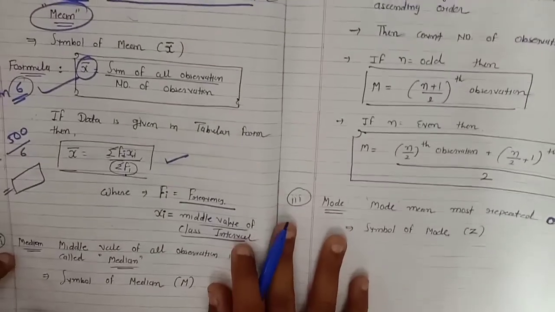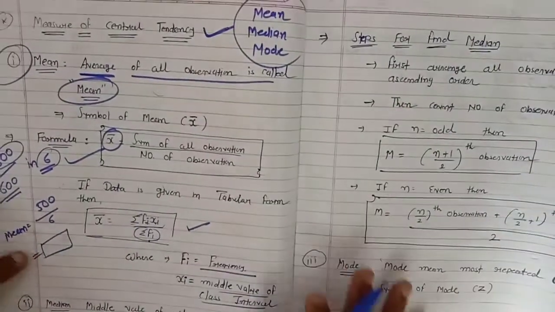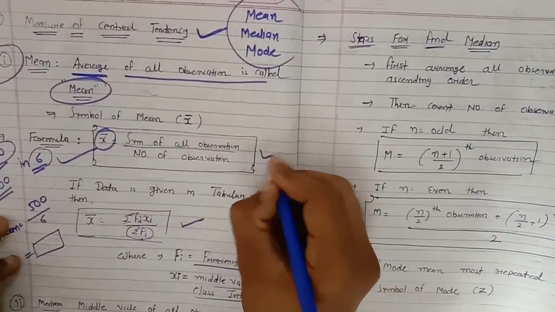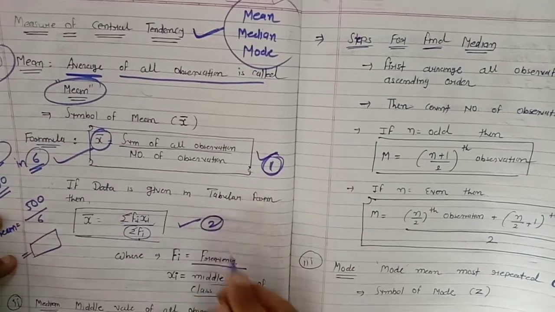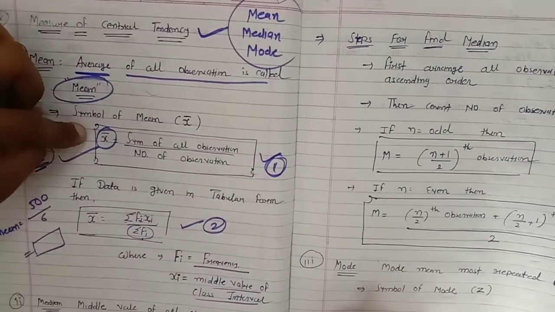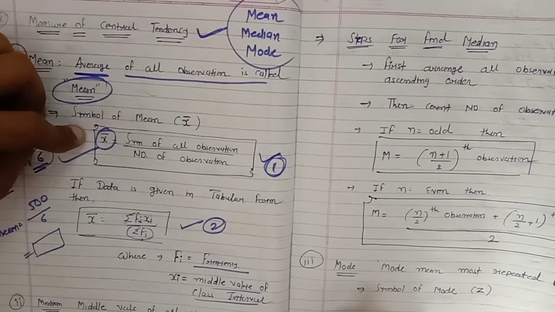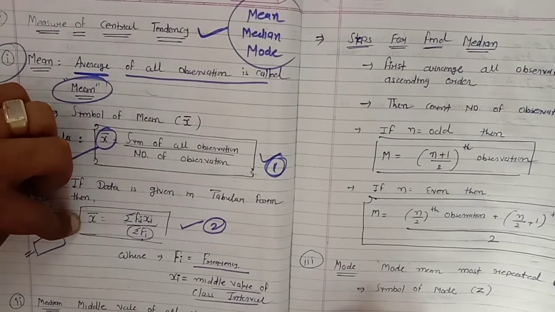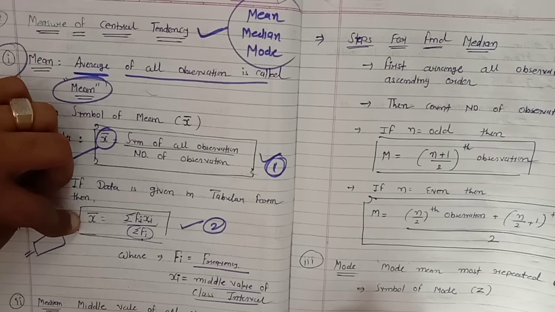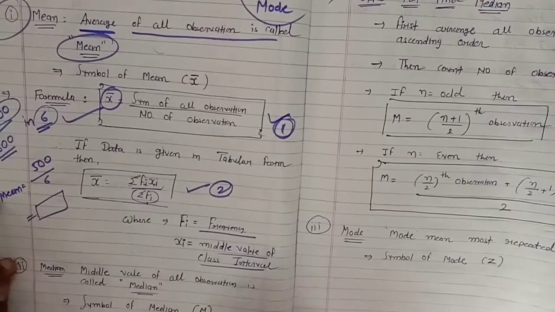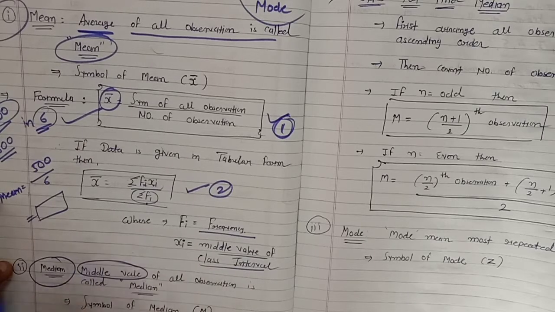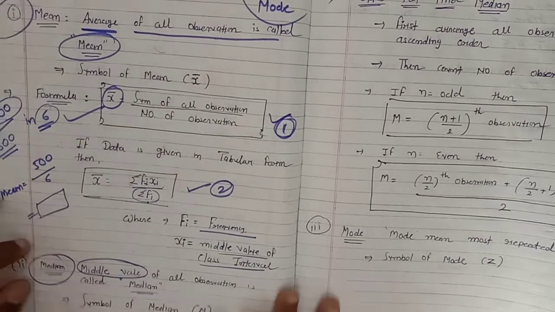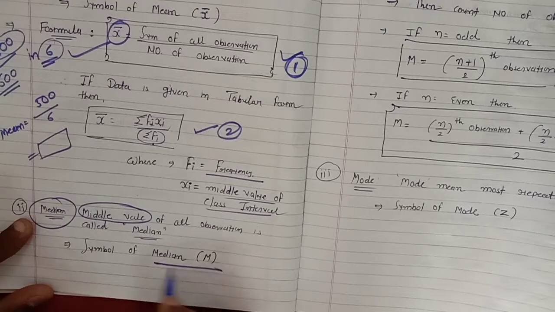We discuss it in sums. First write these two formulas, first one and second one. Mean means what? Sum of all observations upon number of observations. And second, when data is given in tabular form, mean is what? Sigma fi xi upon sigma fi. And median means what? The exact middle value of your observations, and the symbol of the median is what? Capital M.